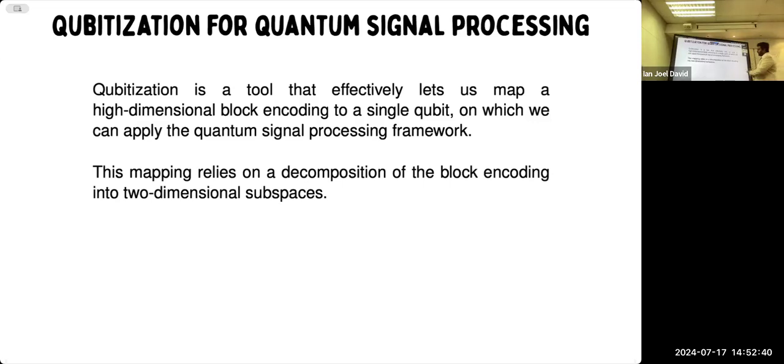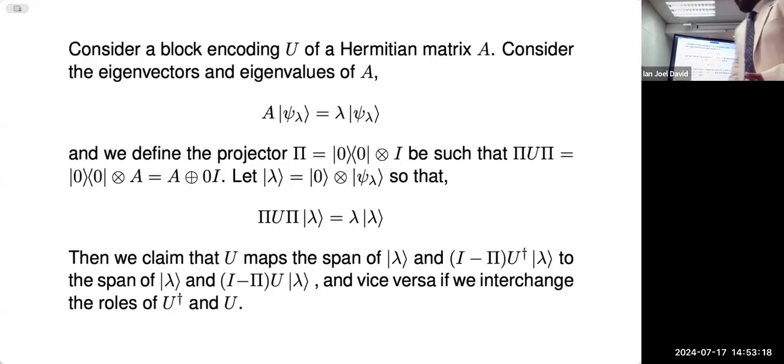So let's use qubitization. And qubitization effectively just allows us to map a high dimensional block encoding to a single qubit. And once we map it to that single qubit, we can do signal processing on that qubit, and that will give us the output, block encoded function. So the only way we can do this is if we decompose our block encoding into 2-dimensional subspaces. So we take whatever the dimension of our space is, and we decompose it into a direct sum of 2 qubit subspaces. Okay? How do we go about doing that?